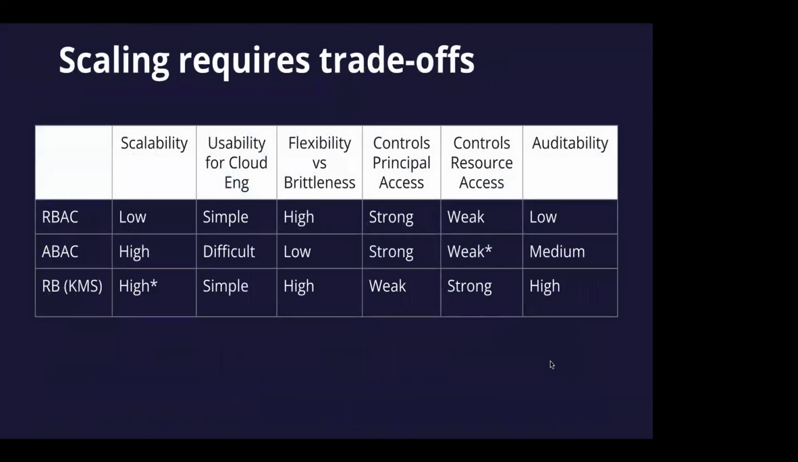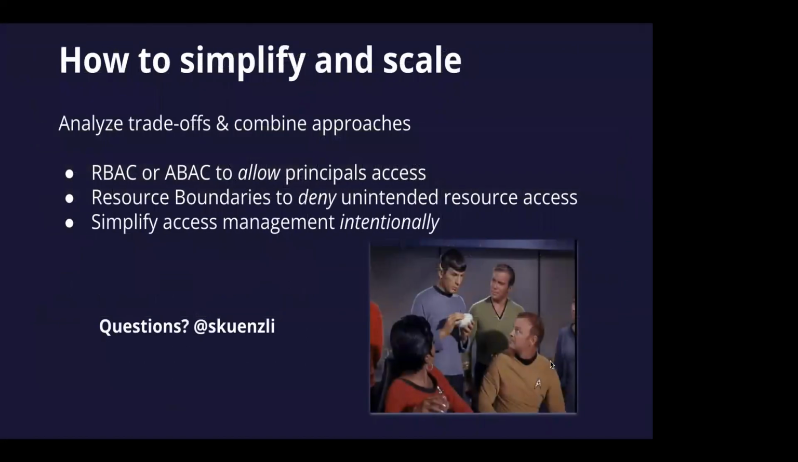So to wrap up, scaling IAM requires trade-offs. When you think about these models, think about how they're going to work in your environment, and which attributes you need. Do you need scalability of principal access control or resource access control? Where do I need to invest in usability? Which portions of my design need a lot of flexibility? And understand, when you pick a dimension to scale upon in ABAC, the implications of trying to add a second dimension. Analyze all your trade-offs and combine approaches is my recommendation.